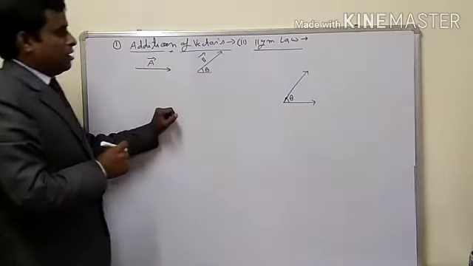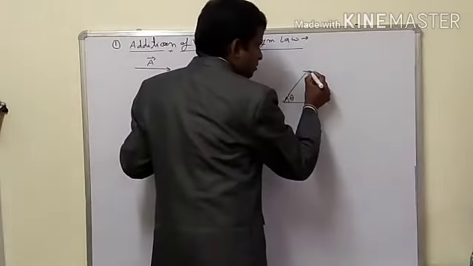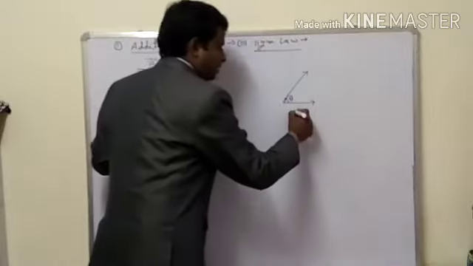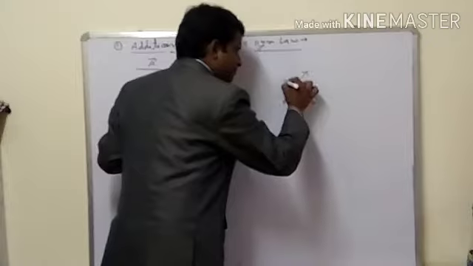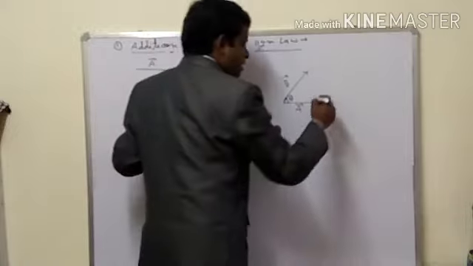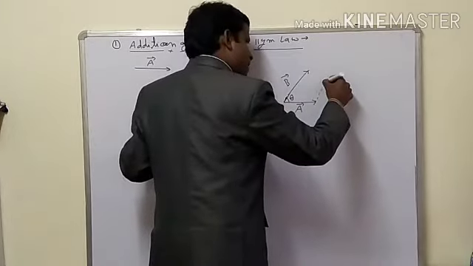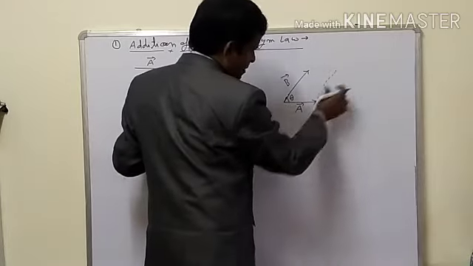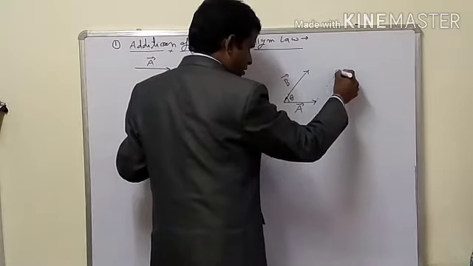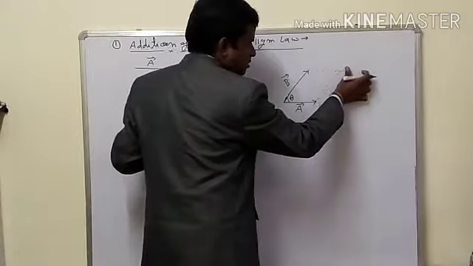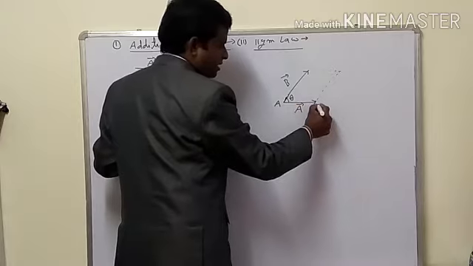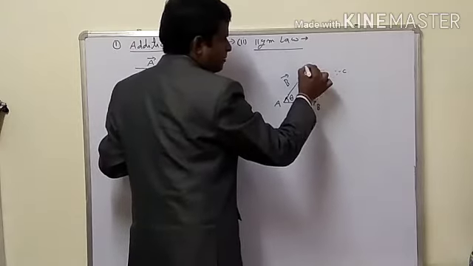Getting it? Now we draw a line parallel to this vector A, and draw another line parallel to vector B from the head of vector A. So this is an intersection point. Now I am writing over here A. These points are A, B, C, and now D.